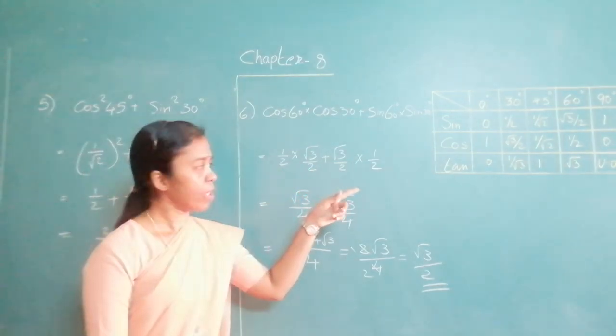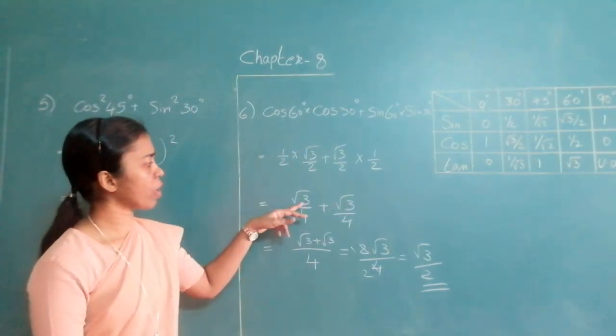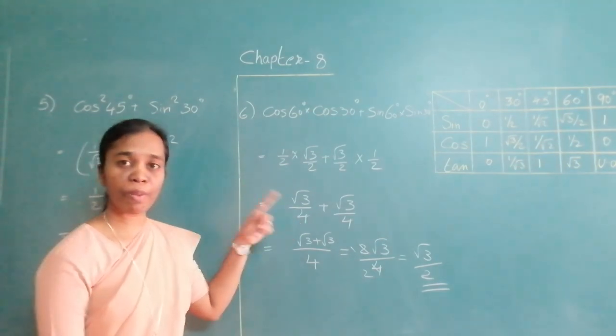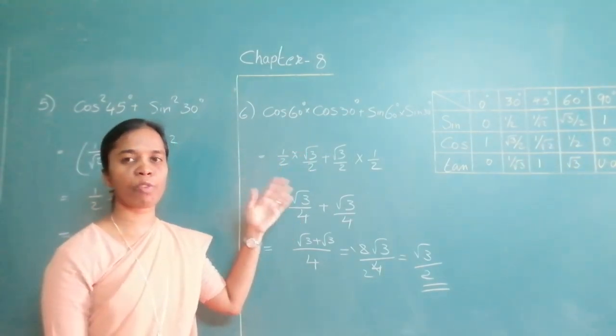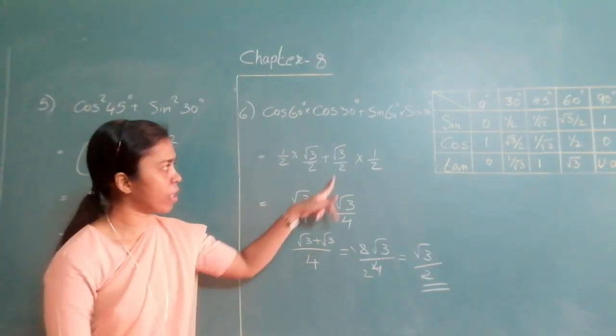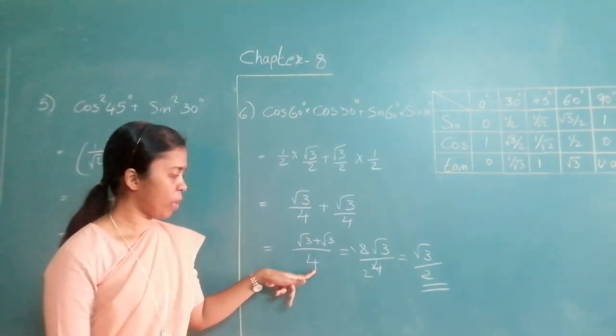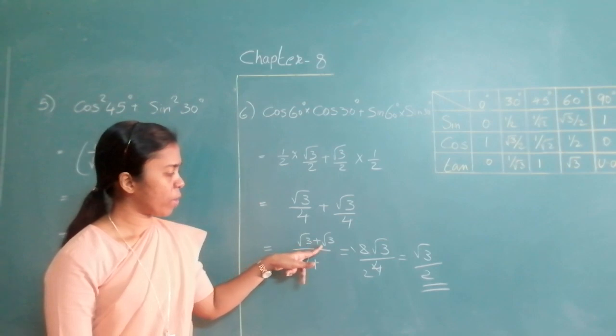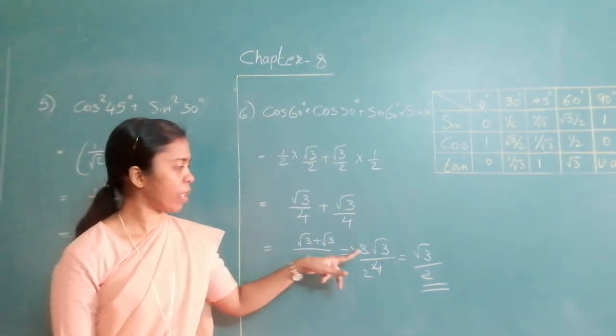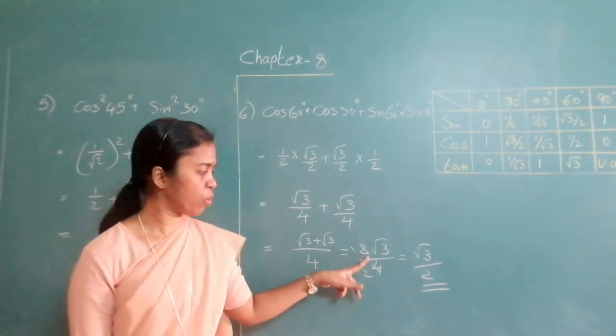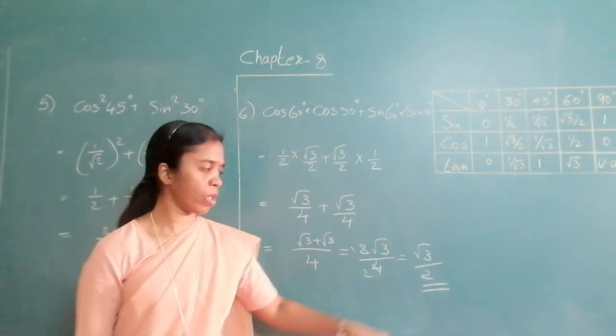Multiplication should be done first. 1 into root 3 upon 2, 2 2s are 4, when we multiply the numerators and we multiply the denominators. Plus, multiply the numerators, root 3, 2 2s are 4. 4 is a common denominator. Add the numerators, root 3 plus root 3 we get 2 root 3 upon 4. 2 is common, so we will get root 3 upon 2.